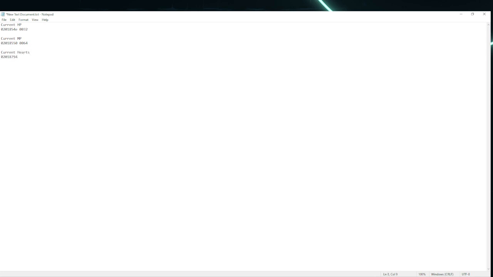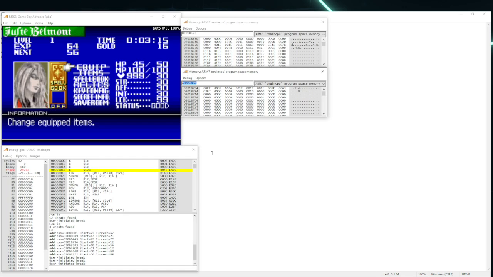Current hearts. All right. Next, I want to look at experience. It's really hard to change the one that says next, so you can't. It's deep coded somewhere. We will have to do back traces, and that can take quite a bit of time. I don't know if I'm going to cover it in this video. We're just going to do the current experience.